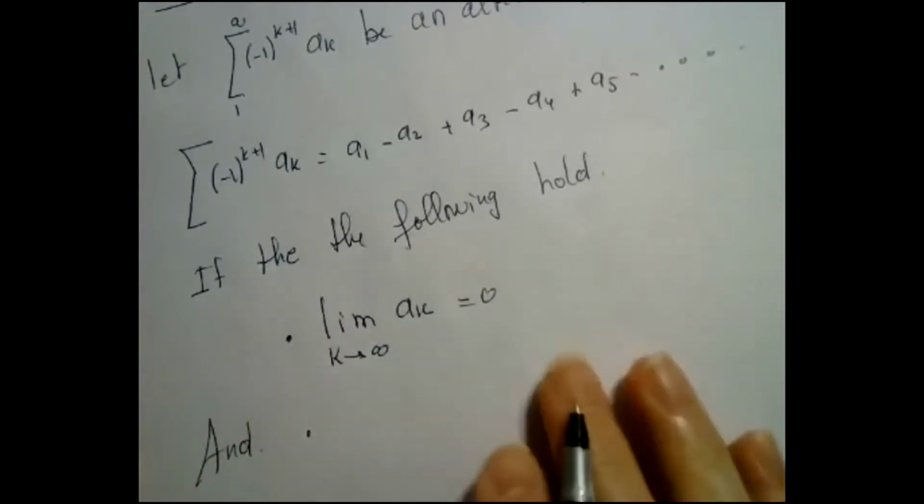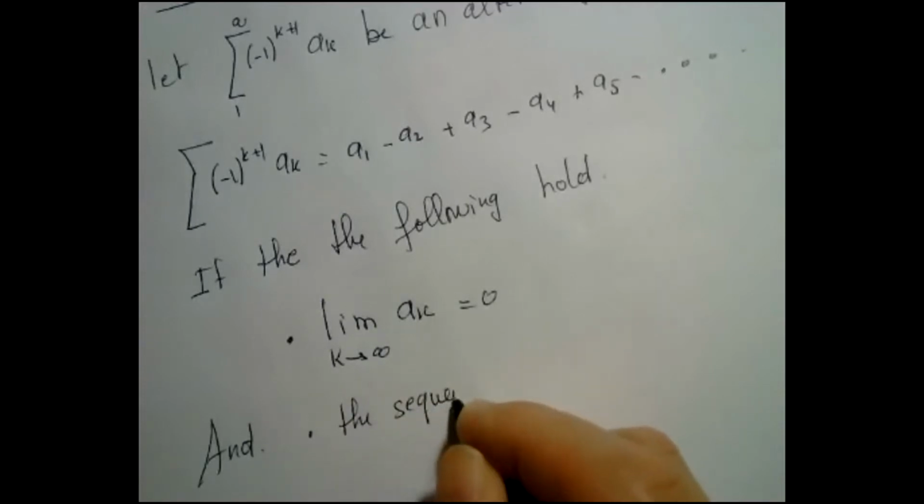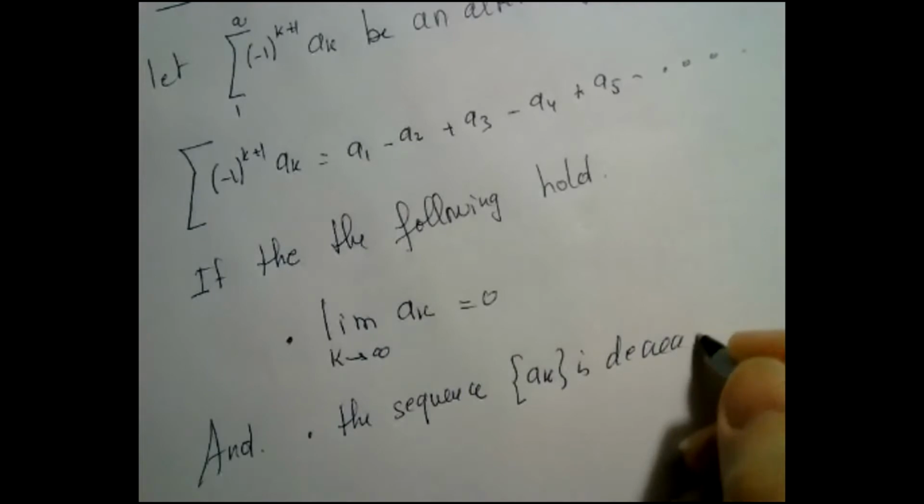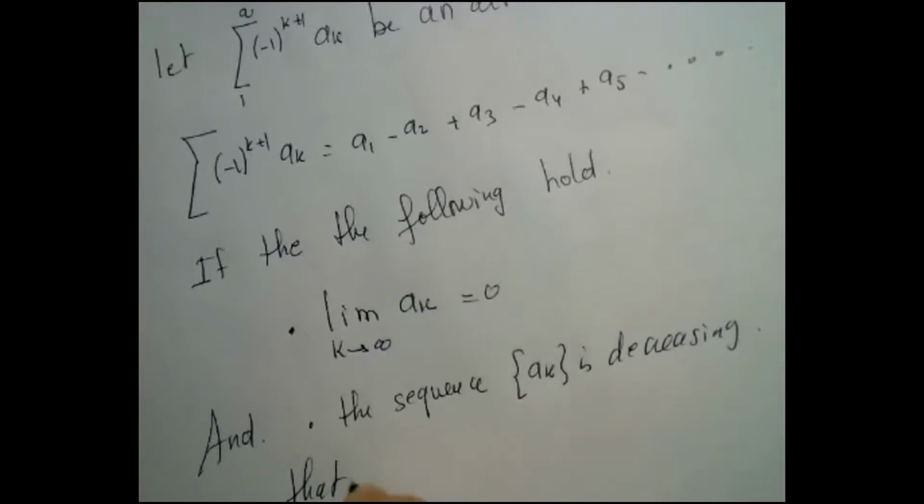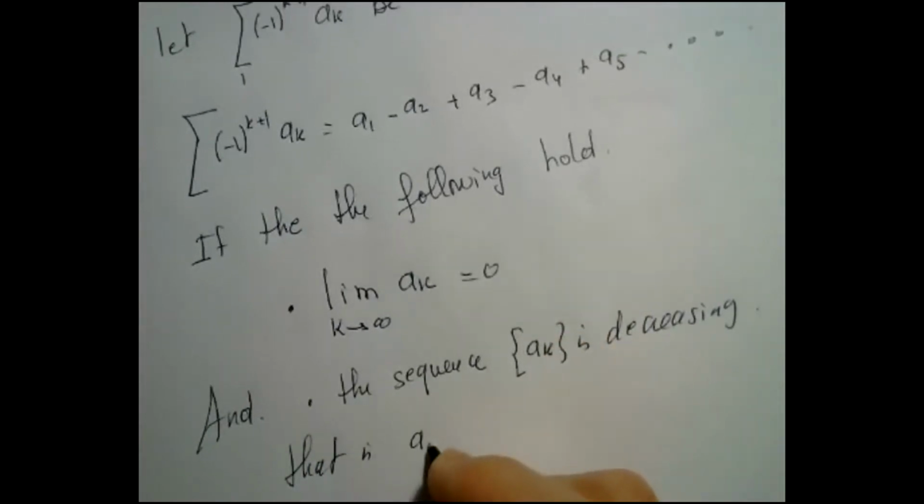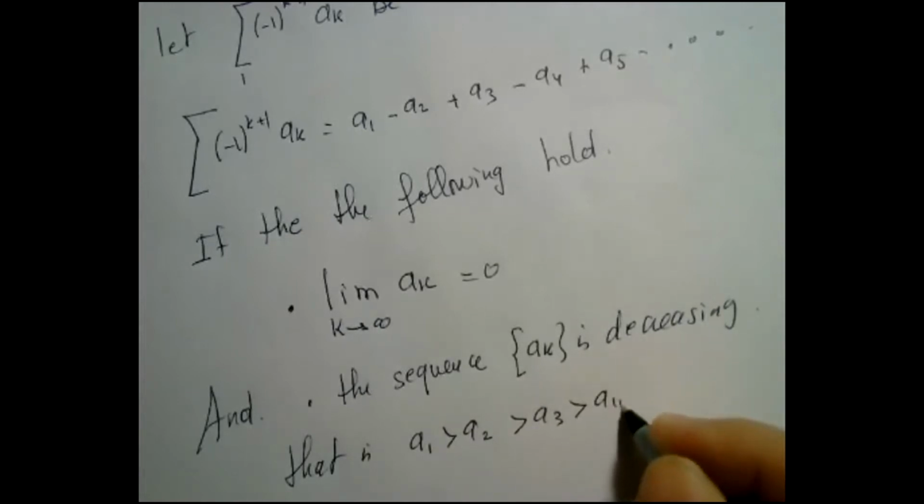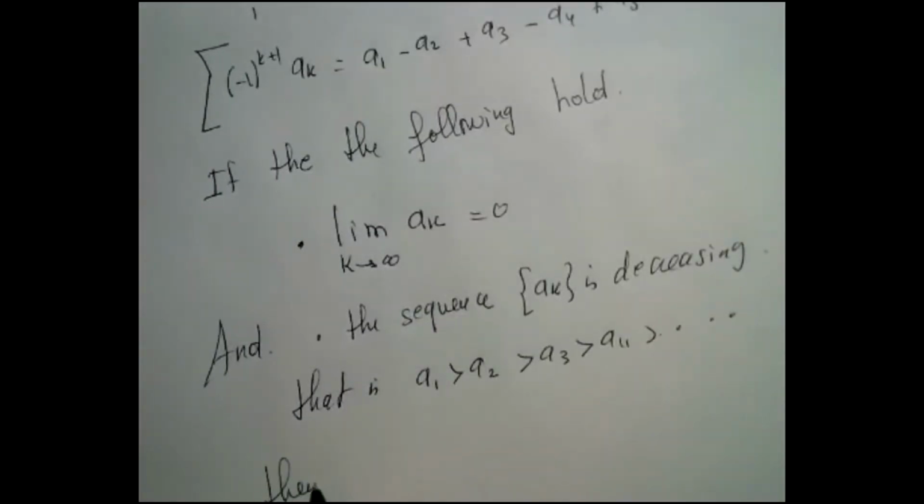And if the following hold, limit of a_k equal to 0, and the sequence a_k, the sequence of terms, is decreasing, it means a1 bigger than a2, bigger than a3, bigger than a4, etc. Then we can immediately say the series converges.